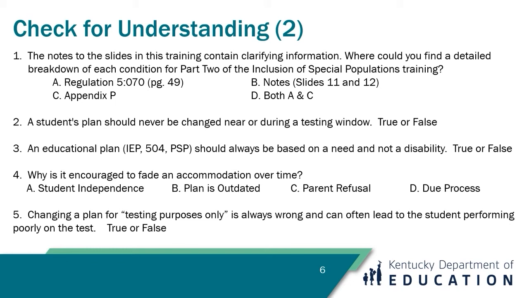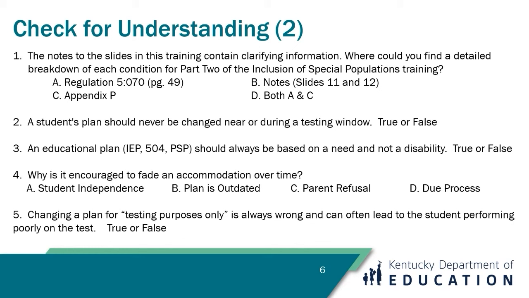Question 3 says, an educational plan, which is referencing an IEP, 504, or program service plan, should always be based on a need and not a disability. True or false? The correct answer is true. Any plan should be based on an individual need, the need of the student, and never on a specific disability type.